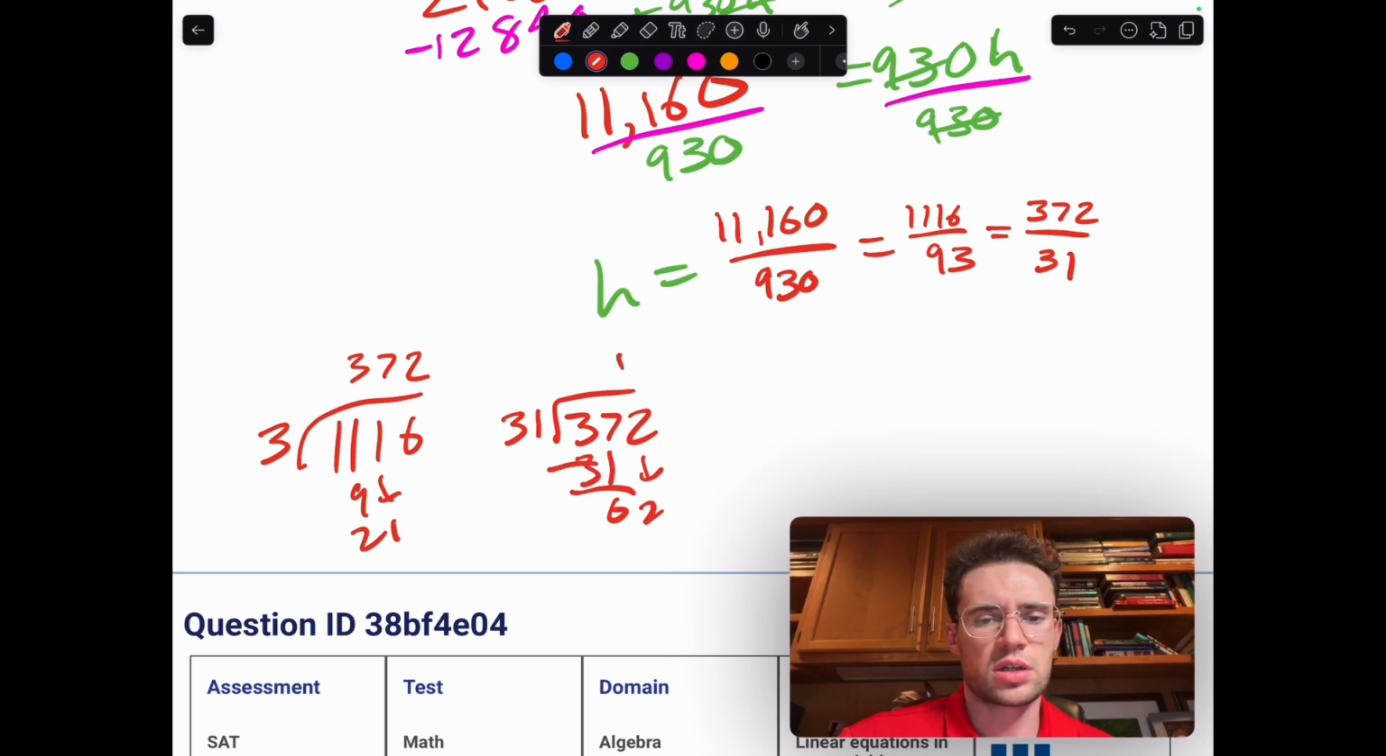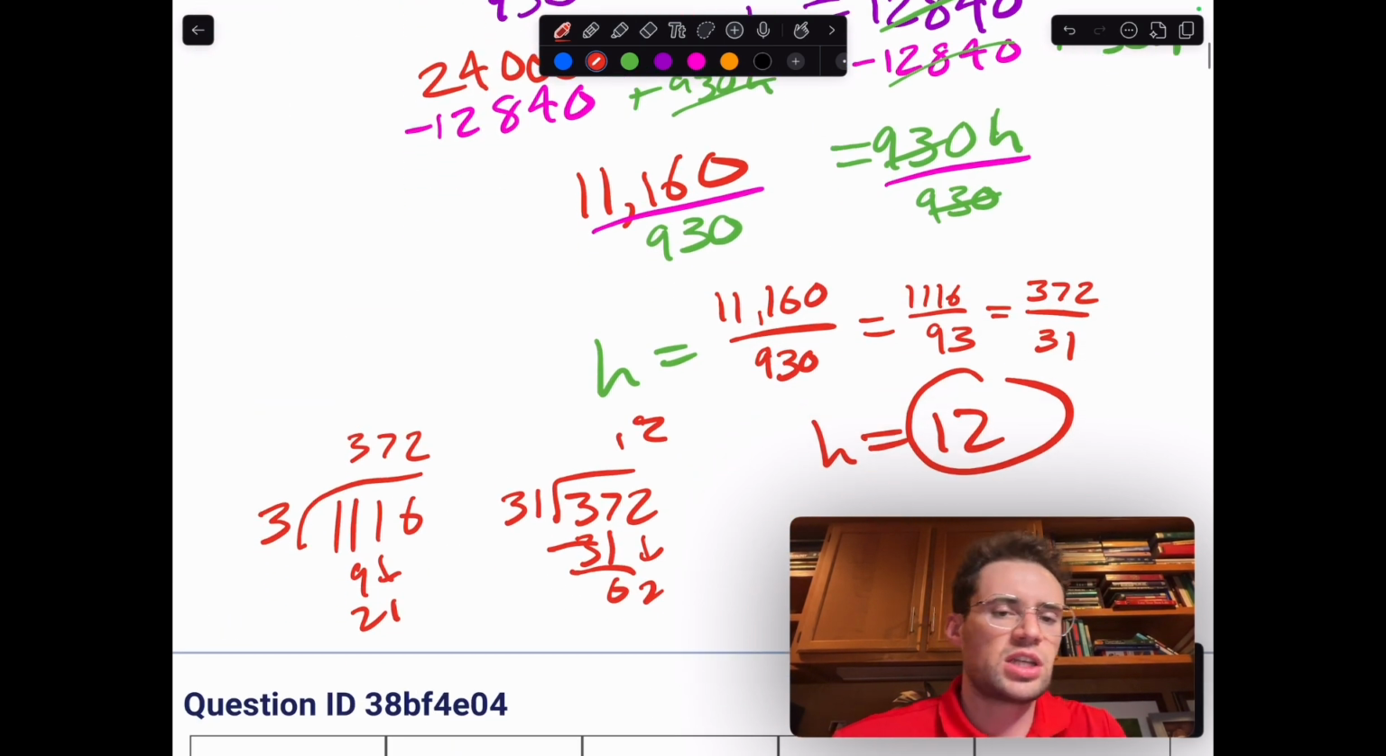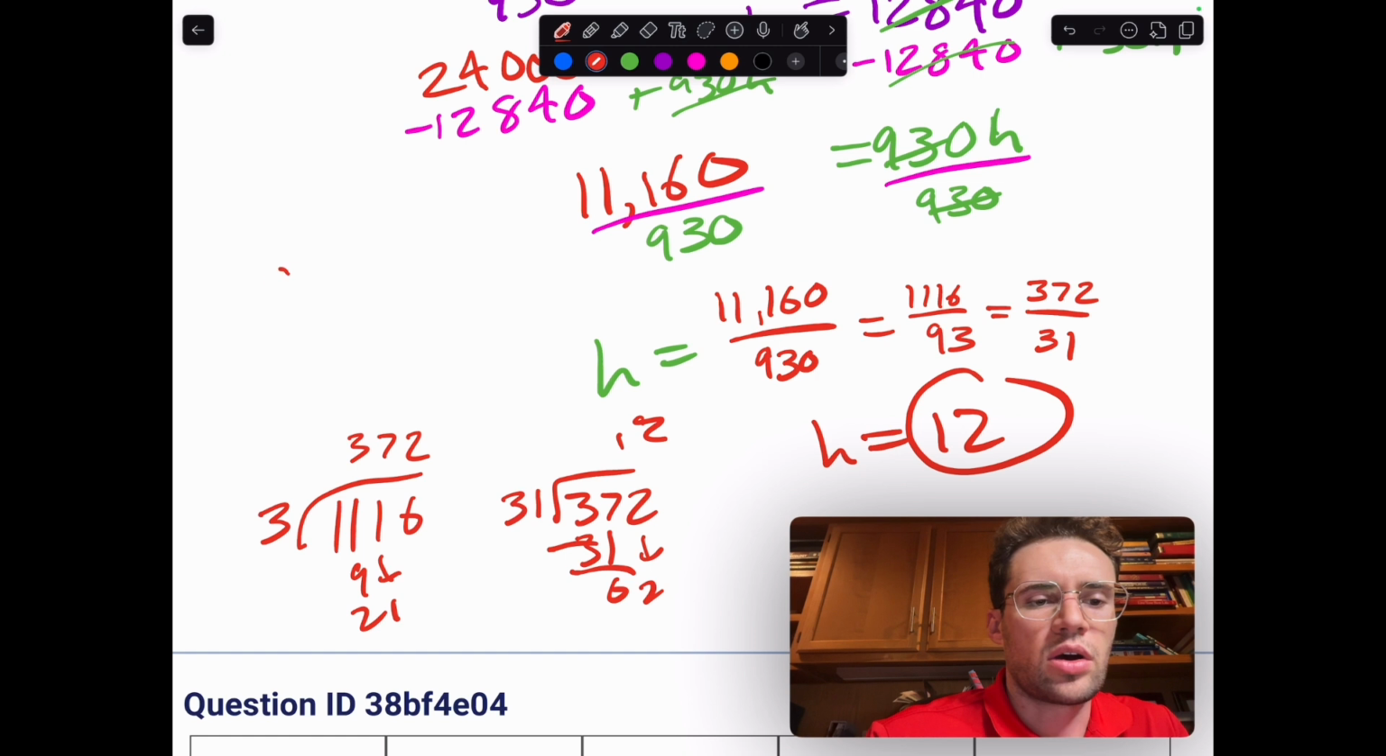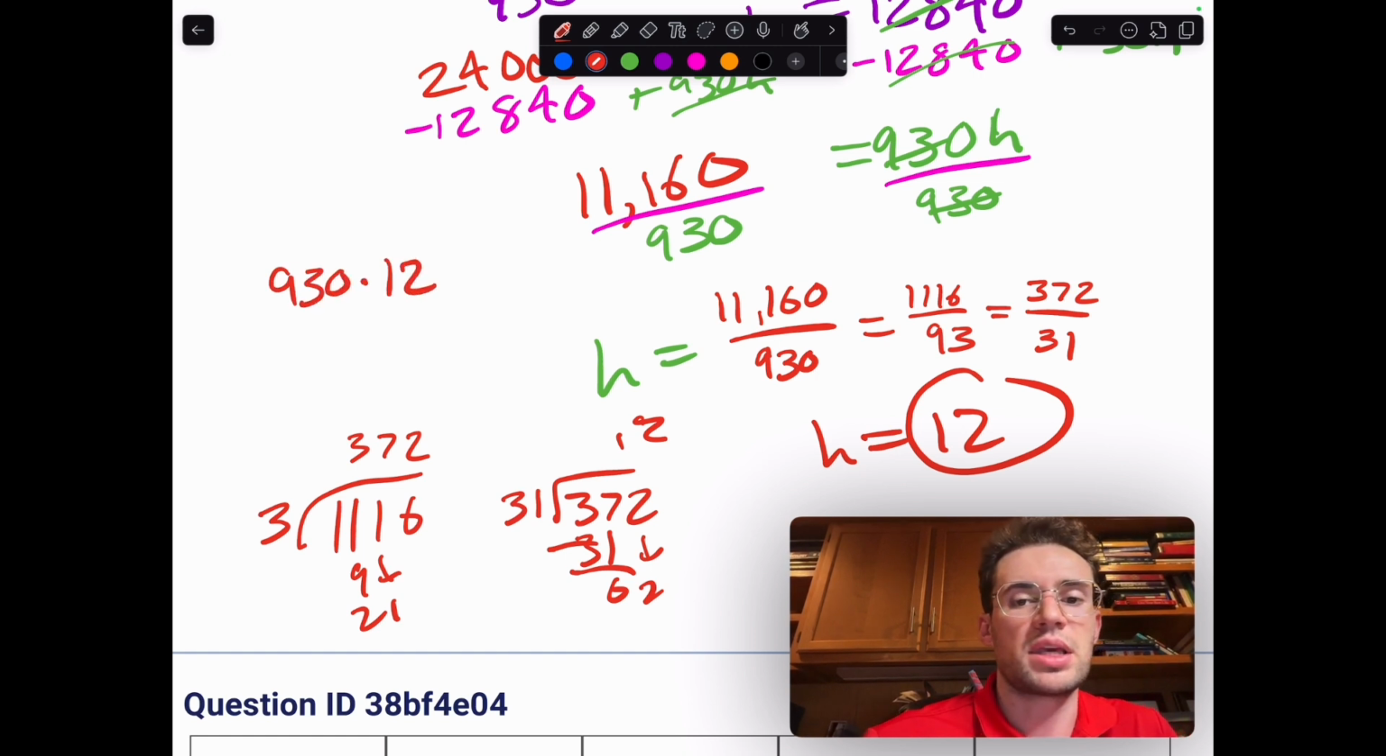We have 6, goes there twice. All right, so H is equal to 12. And to check that, which is easier with your calculator, you could go 930 times 12, would be the amount that you lost, and that should be equal to 11,160.